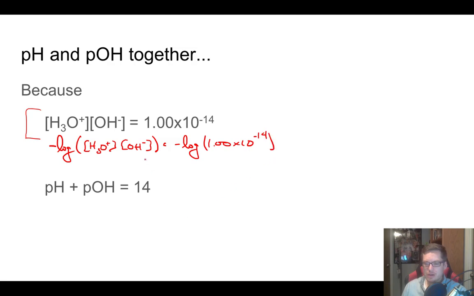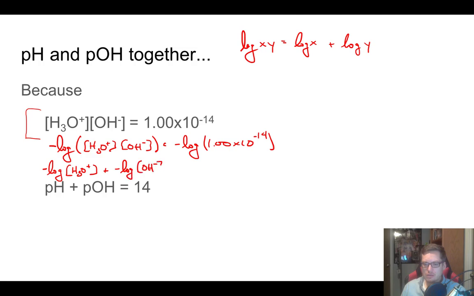If you take the negative log of that, remember our log rules, probably from a long time ago in your algebra class: if you have the log of x times y, two things multiplied together, that's the same thing as the log of x plus the log of y. So we can say that's the same as the negative log of the concentration of H3O plus the negative log of the concentration of hydroxide, and that's equal to the negative log of 1.00 times 10 to the minus 14th. We know that the negative log of the concentration of hydronium is just your pH, and the negative log of the concentration of hydroxide is just your pOH.